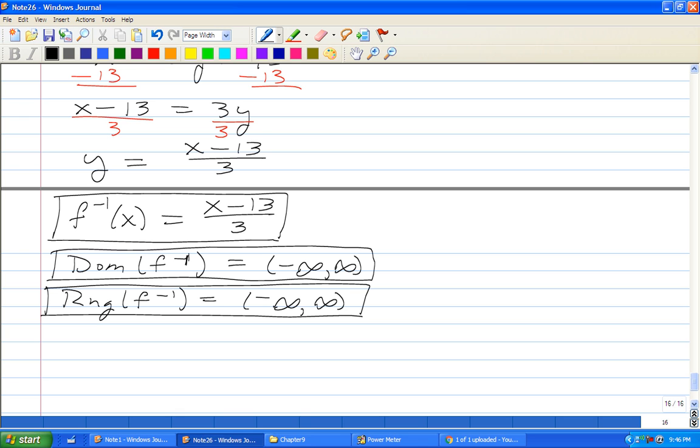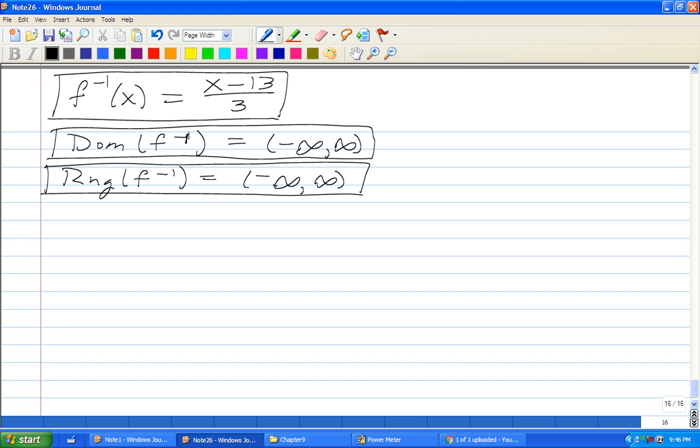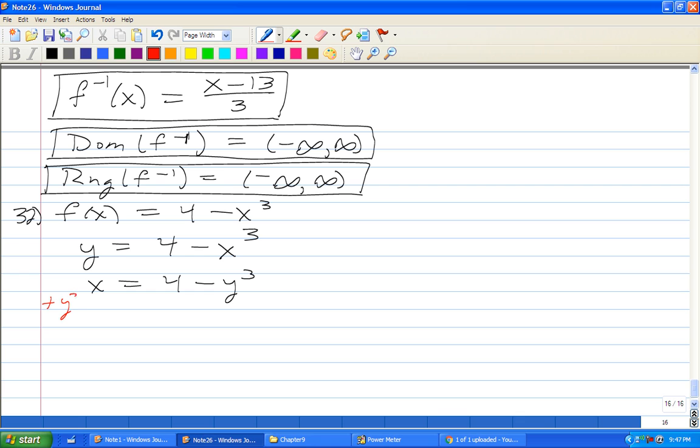Let me do problem number 32. f of x equals 4 minus x cubed. Let's replace f of x by y, interchange x and y, solve for y, and so I get that y cubed equals 4 minus x.